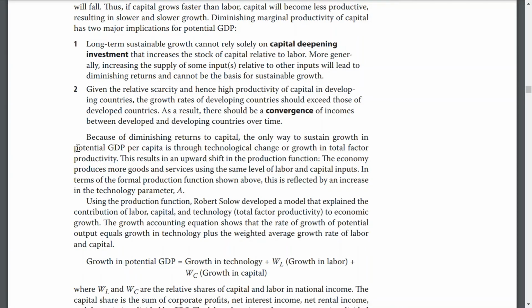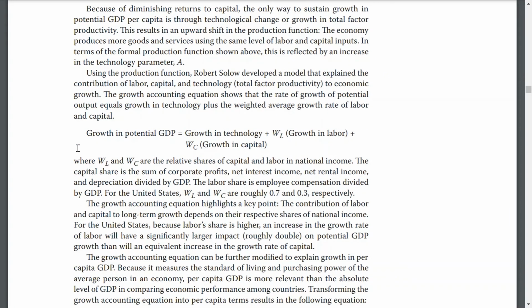Two, because of diminishing returns of capital, the only way to sustain growth in potential GDP per capita is through technological change or growth in total factor productivity. This results in an upward shift in the production function. The economy produces more goods and services using the same level of labor and capital inputs. In terms of the formal production function shown above, this is reflected by the increase in the technology parameter A.